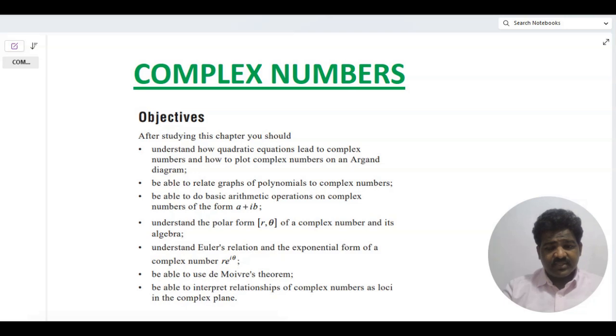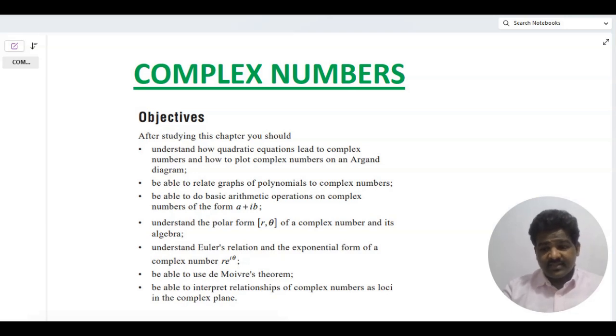So in this entire topic, we'll learn and understand how quadratic equations lead to complex numbers and how to plot complex numbers on an Argand diagram. We'll be able to relate graphs of polynomials to complex numbers. We'll do basic arithmetic operations on complex numbers in the form a plus ib, and we'll understand the polar form, Euler's relation and the exponential form of the complex number. We'll understand De Moivre's theorem, and we'll interpret relationships of complex numbers.